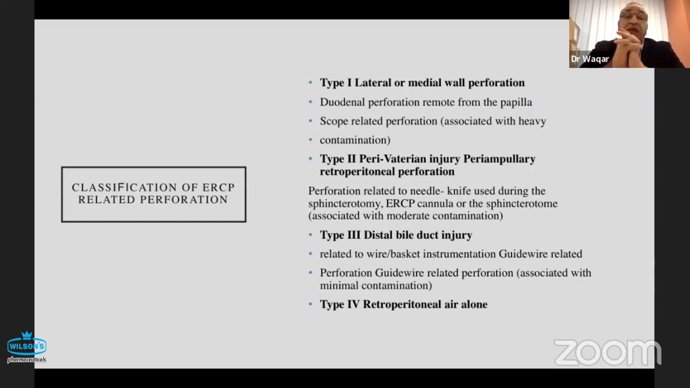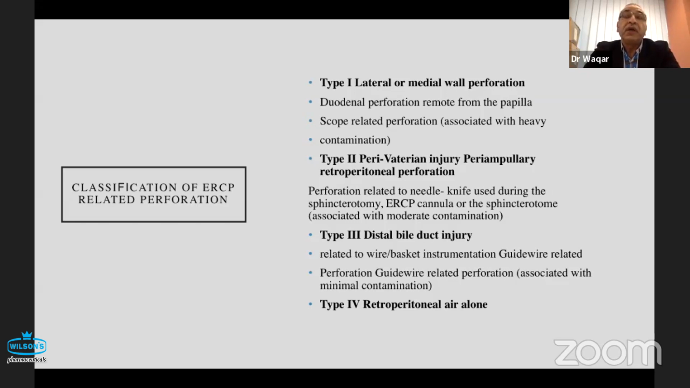Now, after discussing the anatomy of the papilla and the relations of the duodenum, I would just like to briefly mention one of the major complications of ERCP, which is post-ERCP perforation. And there are 4 different types of perforation described in association with, or as a complication of, ERCP. The first one, type 1, is the lateral or medial wall perforation of the duodenum. This is mostly caused by the manipulation of the endoscope.